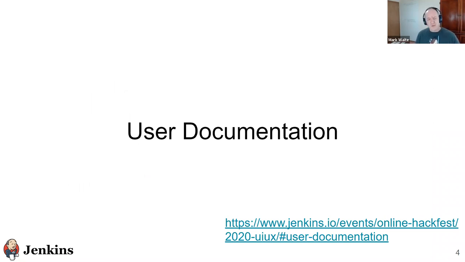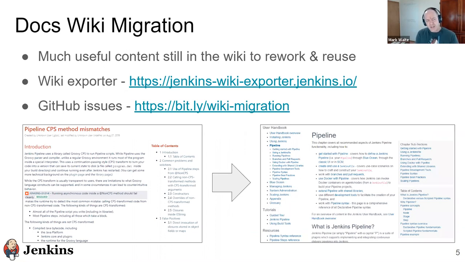So user documentation, what's the fundamental concept here? It is that over the course of the life of the Jenkins project, we have accumulated a lot of very good and very useful content inside the Jenkins Wiki. There are things in there that are very helpful for users, but because the wiki has been made read-only, can't be refined and can't be improved.